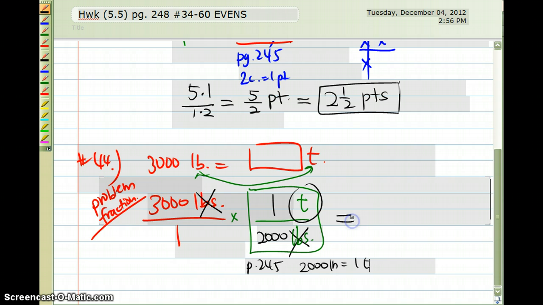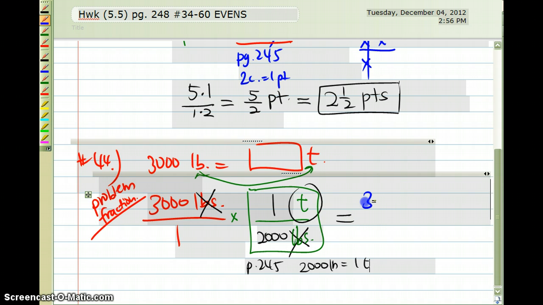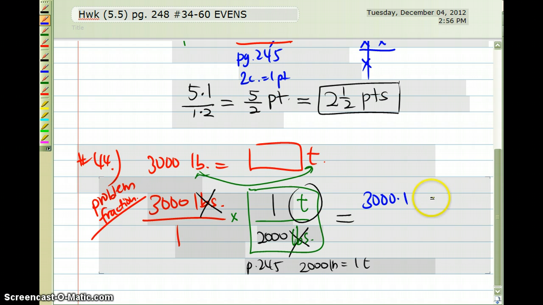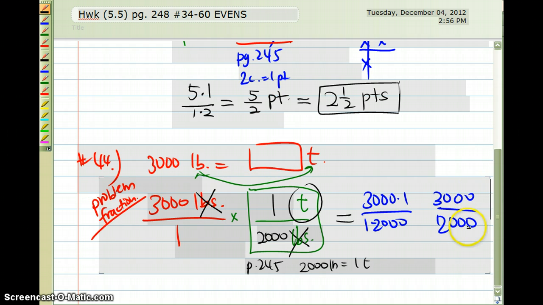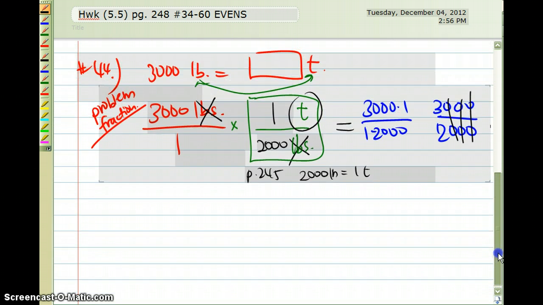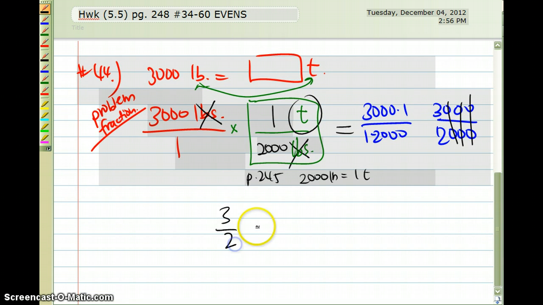Then I'm going to multiply those two fractions together. 3,000 times 1 is equal to 3,000. 1 times 2,000 is equal to 2,000. Now I can simplify this, and there is an easy way to simplify. If I see zeros, I'm actually allowed to cross out zeros when I simplify with fractions. So my final answer is 3 over 2 tons, which is the same as 1.5 tons.